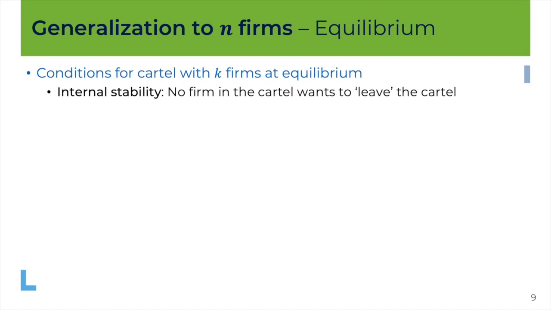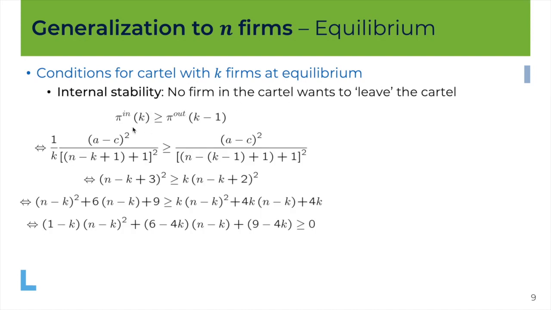Okay, so how do we write this condition? We write it as follows. Given that there are K firms in the cartel, if I am in the cartel, when is it that the profit I earn by being in the cartel is larger than the profit I would be getting if I was out of the cartel? But if I was leaving the cartel, the size would no longer be K, but K minus 1. Okay, so each firm is taking into account the fact that if it leaves the cartel, the size of the cartel is reduced by 1 unit. Okay, so that's why we write K minus 1 here as a result of one firm leaving the cartel.